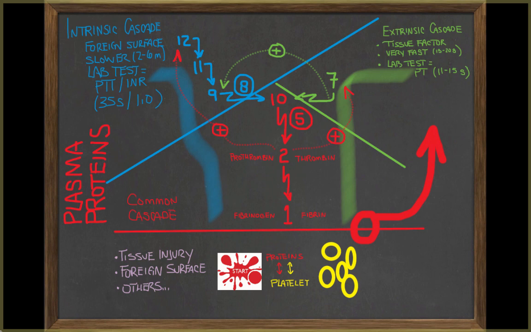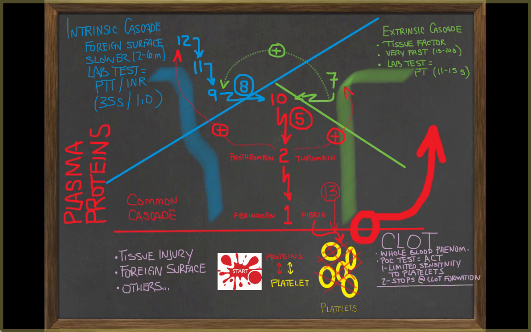represents plasma proteins. And these plasma proteins interact with each other to produce fibrin monomers that then form a mesh on the platelets, are reinforced with factor 13 to ultimately produce a clot. The clot is a whole blood phenomenon, and we can monitor clot with a test that we are all very familiar with called the ACT, or activated clotting time.